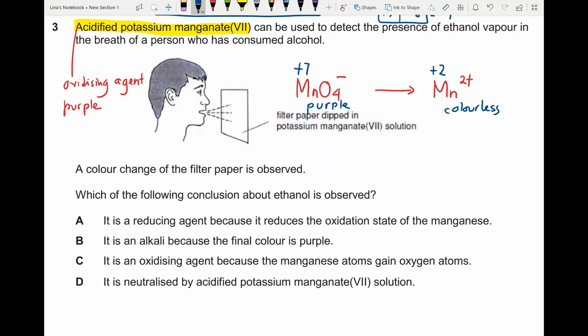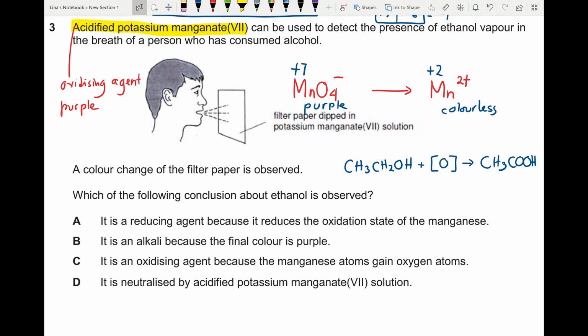Okay, so let's take a look at the question. When you react acidified potassium manganate, which is a strong oxidizing agent, with ethanol, ethanol gets oxidized to ethanoic acid. So that is CH3CH2OH gets oxidized to give you CH3COOH, plus water. 2 oxygen here, and the reaction is balanced.